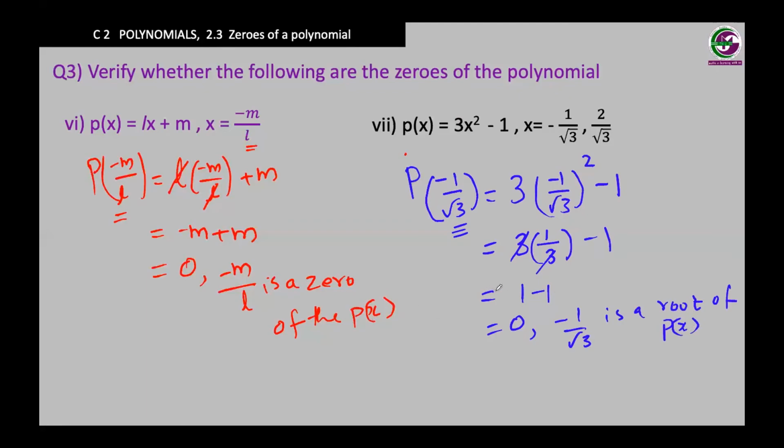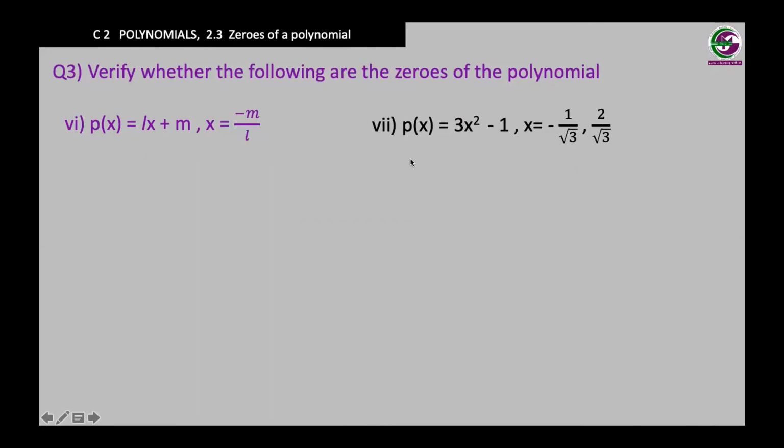Next, we have to replace the value 2 by root 3. So we replace 2 by root 3.